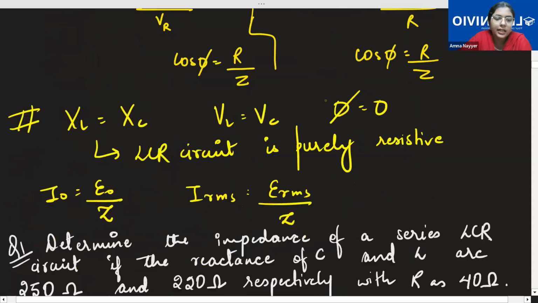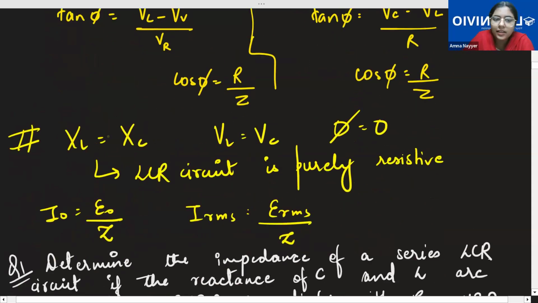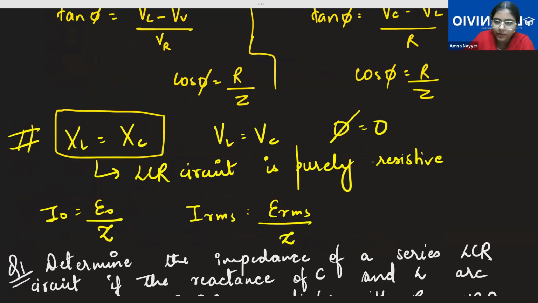See, when XL is equal to XC, this is a condition which is known as resonance. That we'll do later. After this part only, we'll discuss what is resonance. LCR circuit and resonance are the most important topics. There VL, VC will be equal, and we say there is no phase angle. So if there is no phase angle, that means it's a purely resistive circuit.